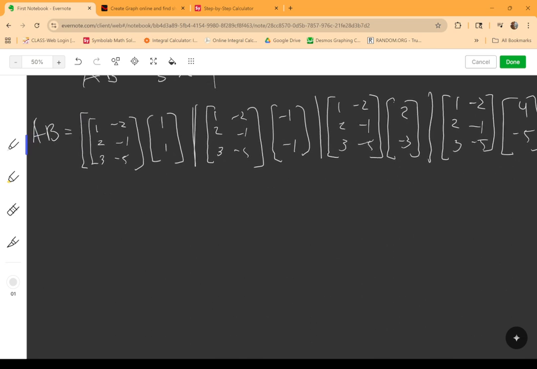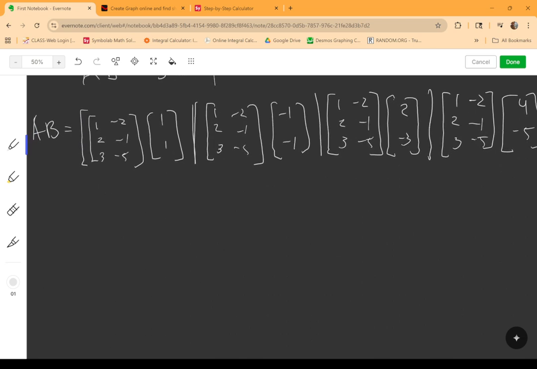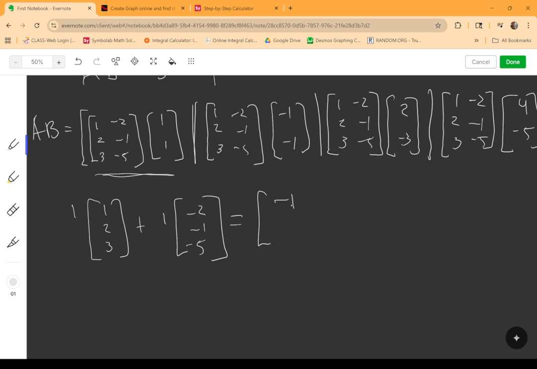Okay, so we have that. All right, so that'll be our matrix AB. Now to do the calculations, looking at this, from the previous video, we talked about the matrix vector product. We interpret this as 1 times the column vector 1, 2, 3, and then we add that to 1 times the column vector negative 2, negative 1, negative 5. That gave me the column vector negative 1, 1, negative 2.